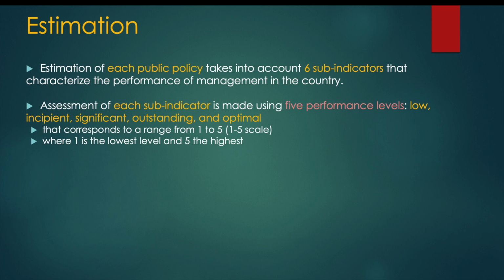Once the performance level of each sub-indicator has been evaluated through a non-linear aggregation model, the value of each component of RMI is determined. The value of each component is between 0 and 100, where 0 is the minimum performance and 100 is the maximum performance level. Total RMI is the average of the 4 composed indicators that admit each public policy.